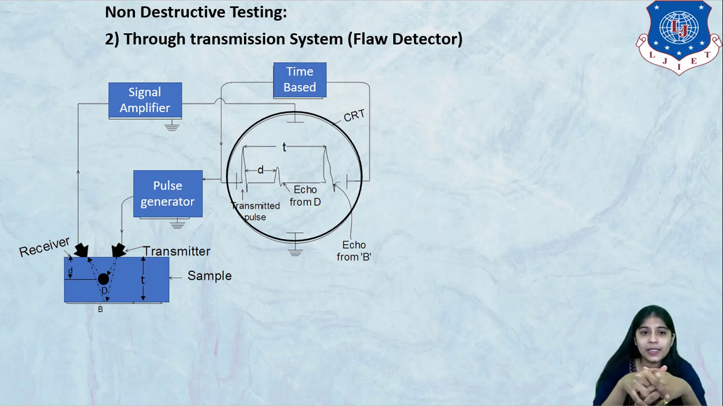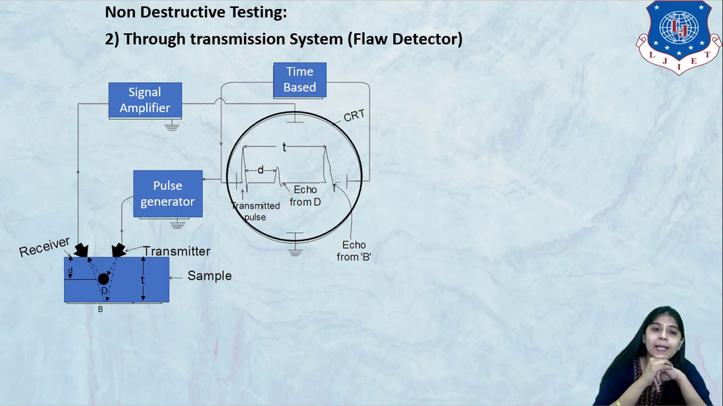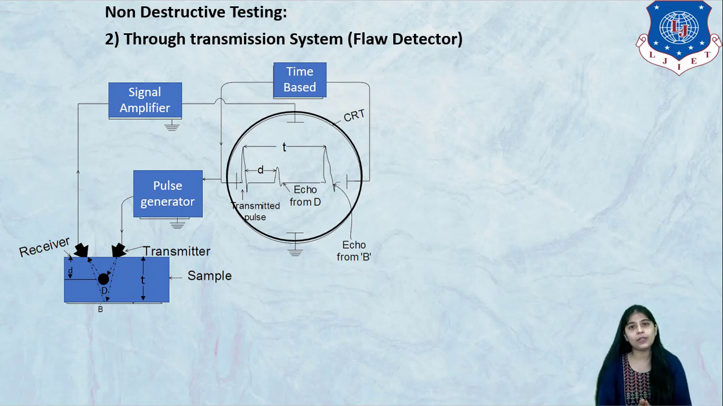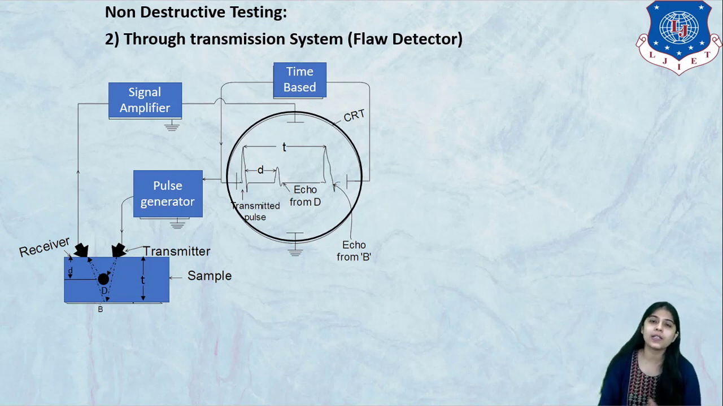Okay, so as you can see, three waves in this CRO, right? One is from the top surface, echo from B is from the back surface, and echo from D is basically the wave we are getting from the defect. Okay, so the time interval between the waves from the top surface and the bottom surface gives the thickness of the material, and the time interval between the top surface and the wave we are getting due to the defect gives us the distance of the defect from the top surface of the sample.